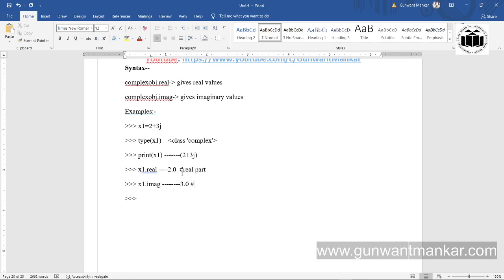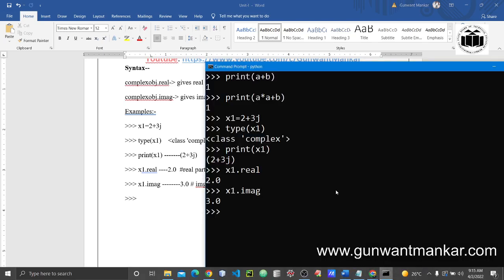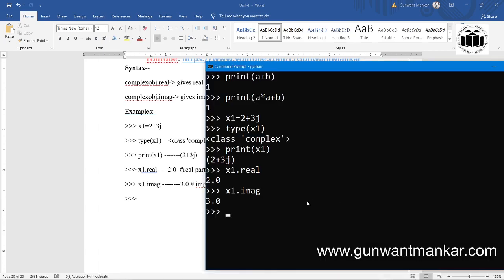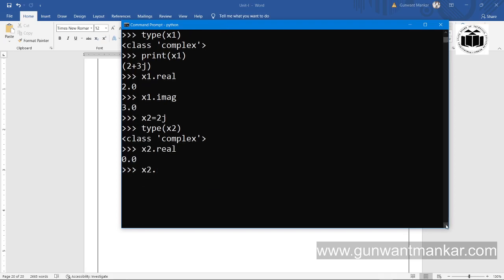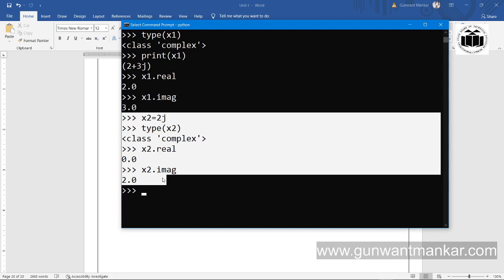Real part, imaginary part. Okay, take other numbers also. Is it an imaginary number? 2j. Yes, it is also an imaginary number. You can type x2. The type is complex. Can you find the real and imaginary part? Yes, real is 0. x2 dot imag gives the imaginary part. The real part is not present. This is also the same thing.